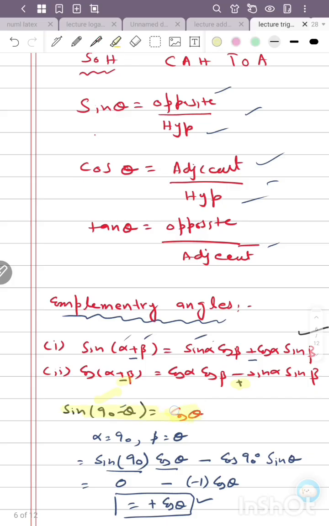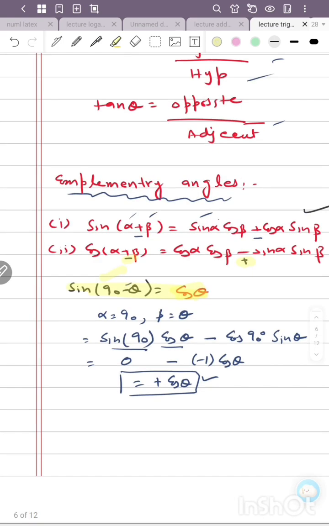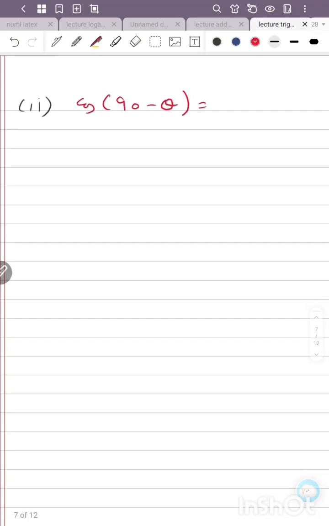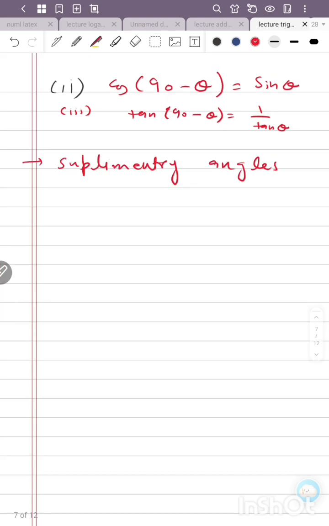Okay, now moving forward, this one is cos 90 minus theta. Here I just zoom it. So we got sine theta. You can also show that by using the previous formulas. Similarly, the third one is tan 90 minus theta, which is equal to 1 by tan theta. This is our third formula.